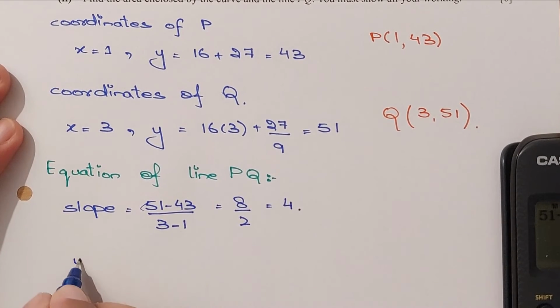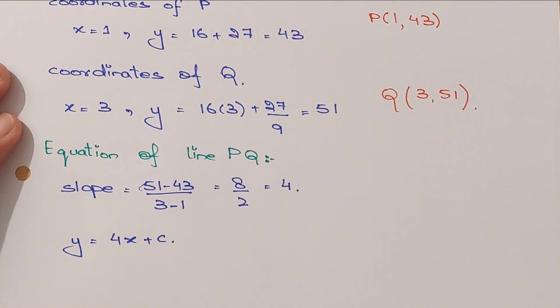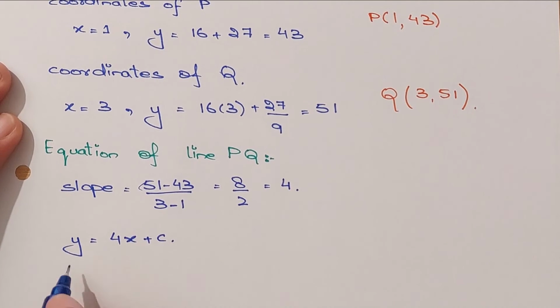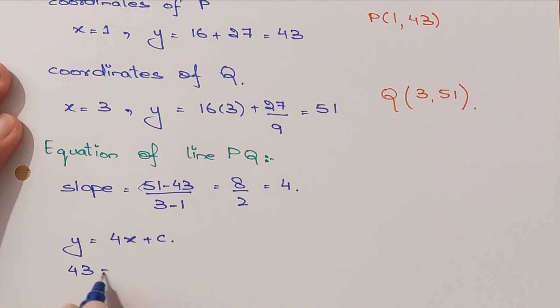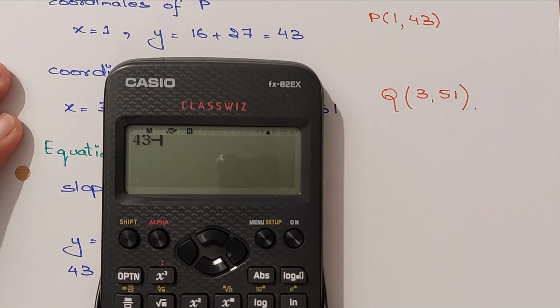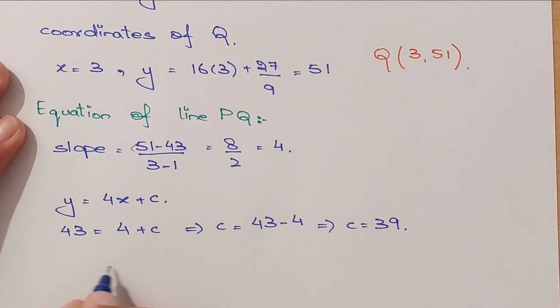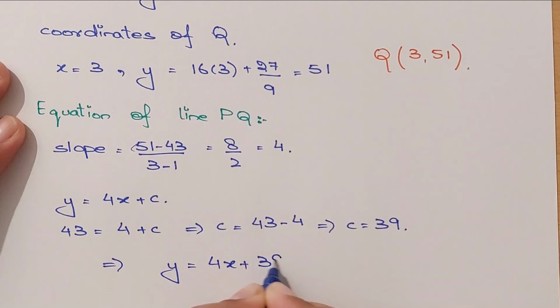The equation of the line is y equals 4x plus c, and to get the c value we can substitute P or Q. So let me put P. When x is equal to 1, y is 43. 43 equals 4 plus c, and from here c equals 43 minus 4, which is 39. So the c value is 39, the y-intercept is 39. So this equation is y equals 4x plus 39.